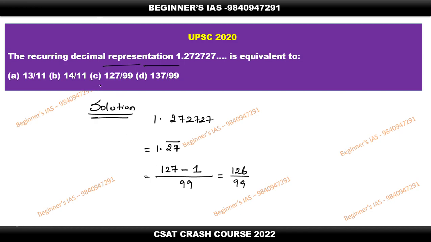With this you can eliminate option C and option D. Then you have to check the simplified form. The simplified form is nothing but just cancel this with the 9 table. 9 11s are 99, then 9 14s are 126. So this is the simplified one. So the answer for this question is option B.